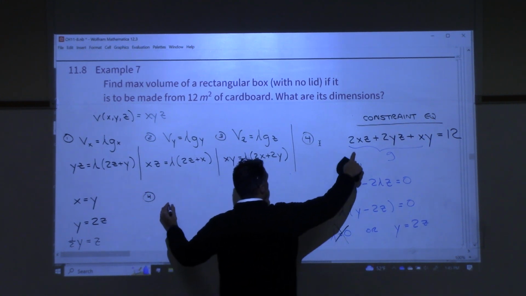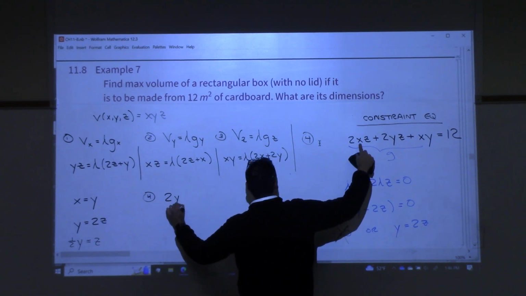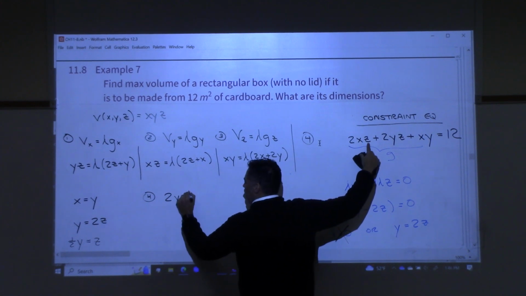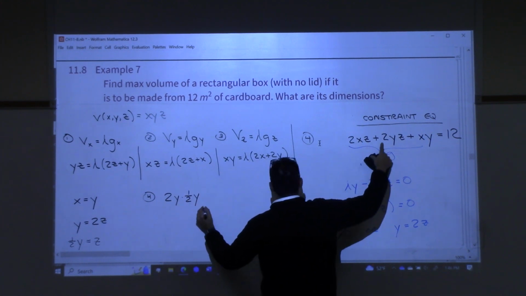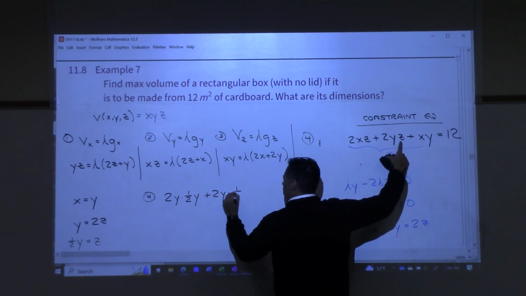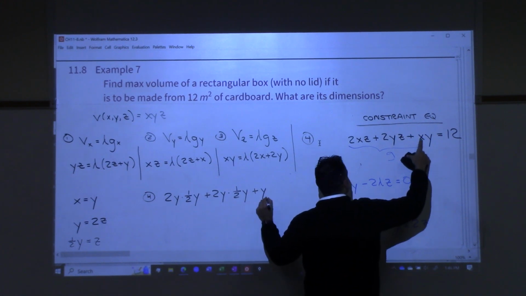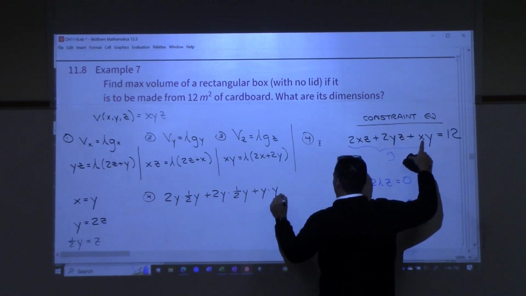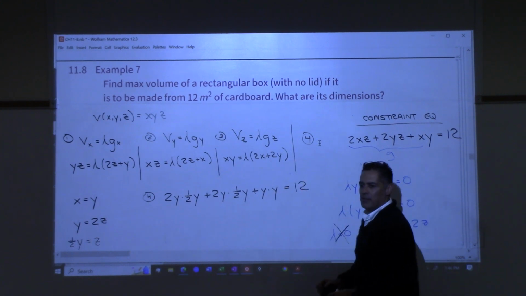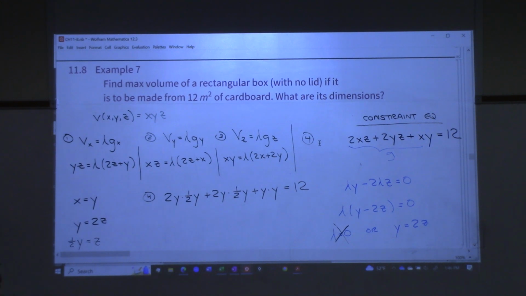Equation 4 becomes 2. Now x we just said was y times z, but what's z? It's half of y. Plus 2 times y is just y, z is half of y, plus x, which was y, times y, which is y, equals 12. You see how every x got replaced with y and every z got replaced with half of y? And now I can start cleaning this up.